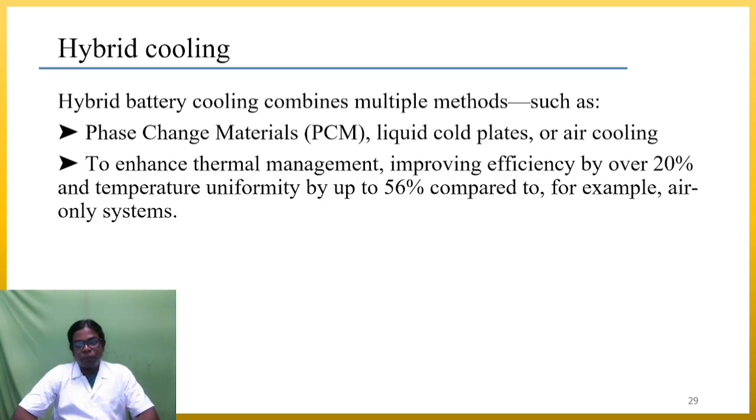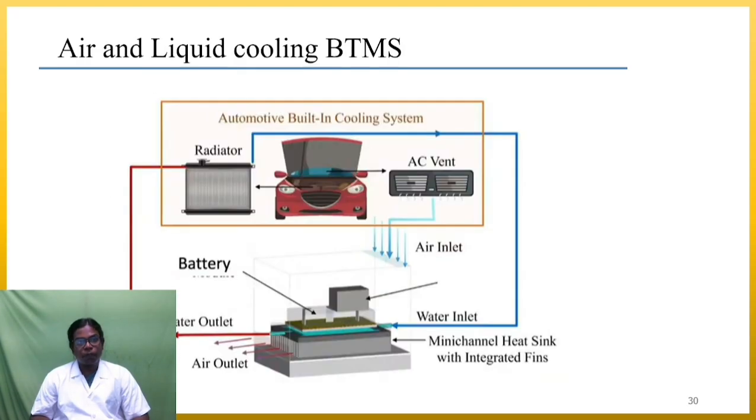So hybrid cooling means a combination of two or more cooling methods. Now we use PCM, liquid cold plates, and air cooling together. Combining multiple methods in hybrid battery cooling enhances thermal management, improving efficiency by over 20% and temperature uniformity by up to 56% compared to, for example, air-only systems.